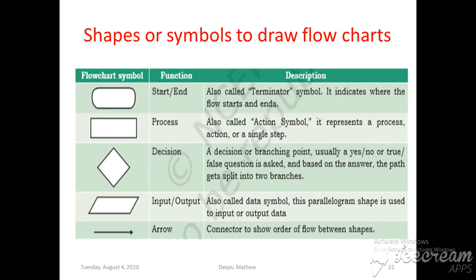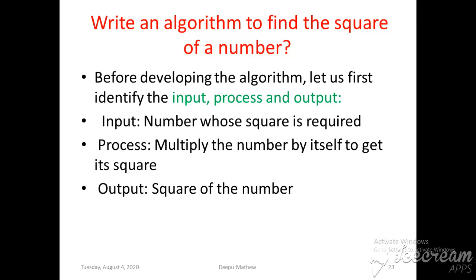The next one is called the parallelogram. The parallelogram shape is used for input and output. If we need to input anything from the keyboard, we use a parallelogram, or if we need to output anything through the screen, we use the print statement. For all print statements and all input statements we use the parallelogram. These are the main flowchart symbols, and all the symbols are connected using arrows. Arrows are connectors that show the order of the flow between the shapes. So these are the main shapes or symbols to draw a flowchart.